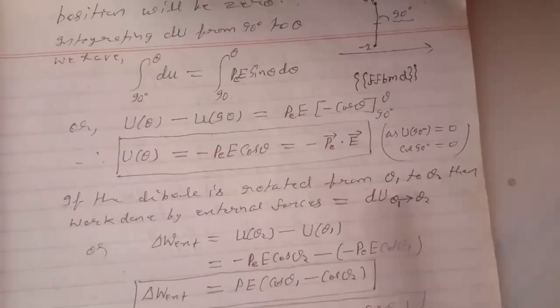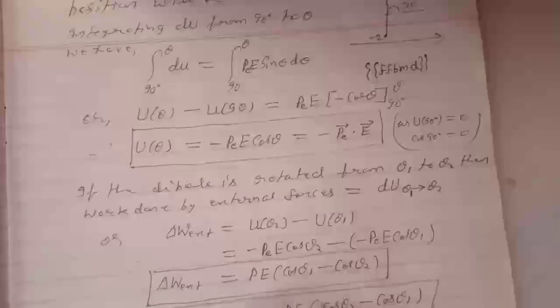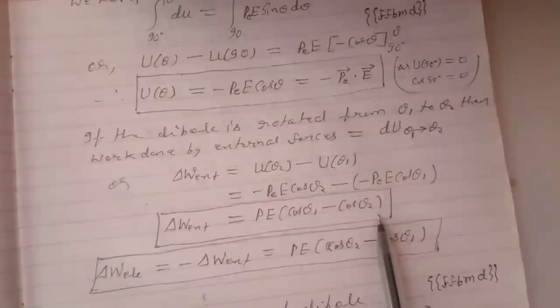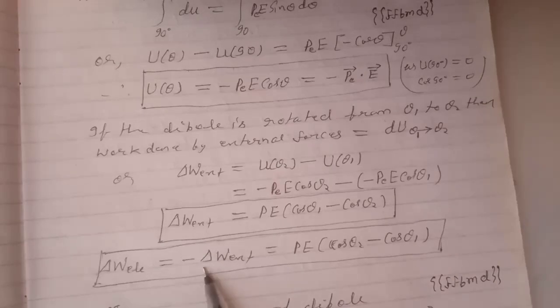If the dipole is rotated from θ1 to θ2, then the work done by the external force is dU(θ) from θ1 to θ2. ΔW external equals U(θ2) minus U(θ1), which equals minus pE cos θ2 minus of minus pE cos θ1, and ΔW external equals pE times (cos θ1 minus cos θ2). Hence ΔW electrical equals minus ΔW external, which equals pE times (cos θ2 minus cos θ1).